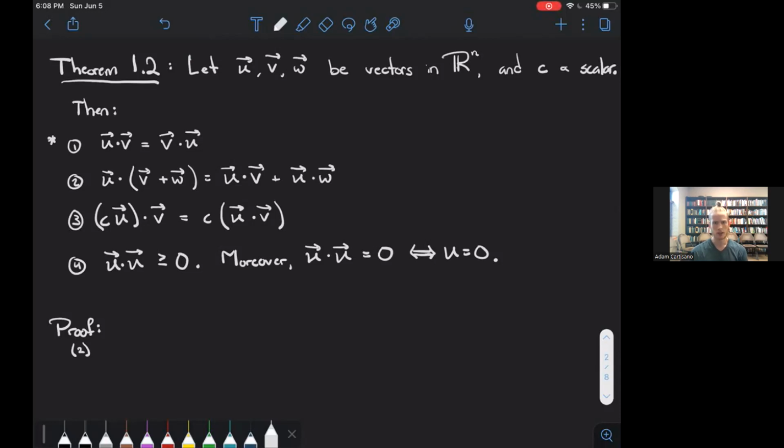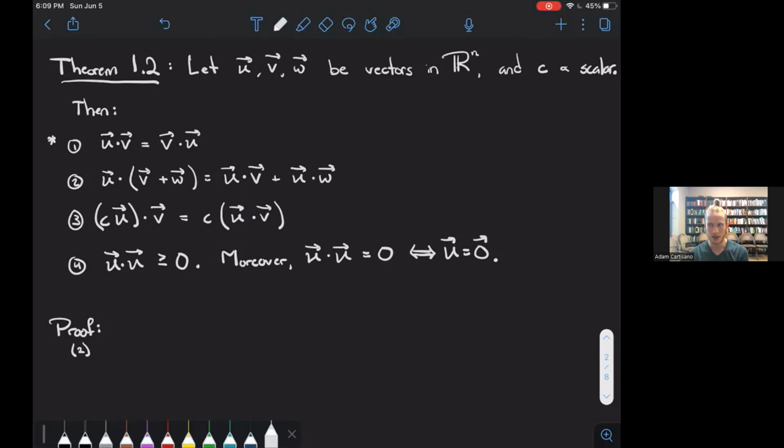And then the last one looks a little bit intimidating because there's a symbol in there that we haven't seen. But it says that if you take u and do the dot product of u with itself, you will get a number which is greater than or equal to 0. And then it says moreover, so more importantly, the only time that you will get the number 0 is if the vector u itself is the 0 vector.